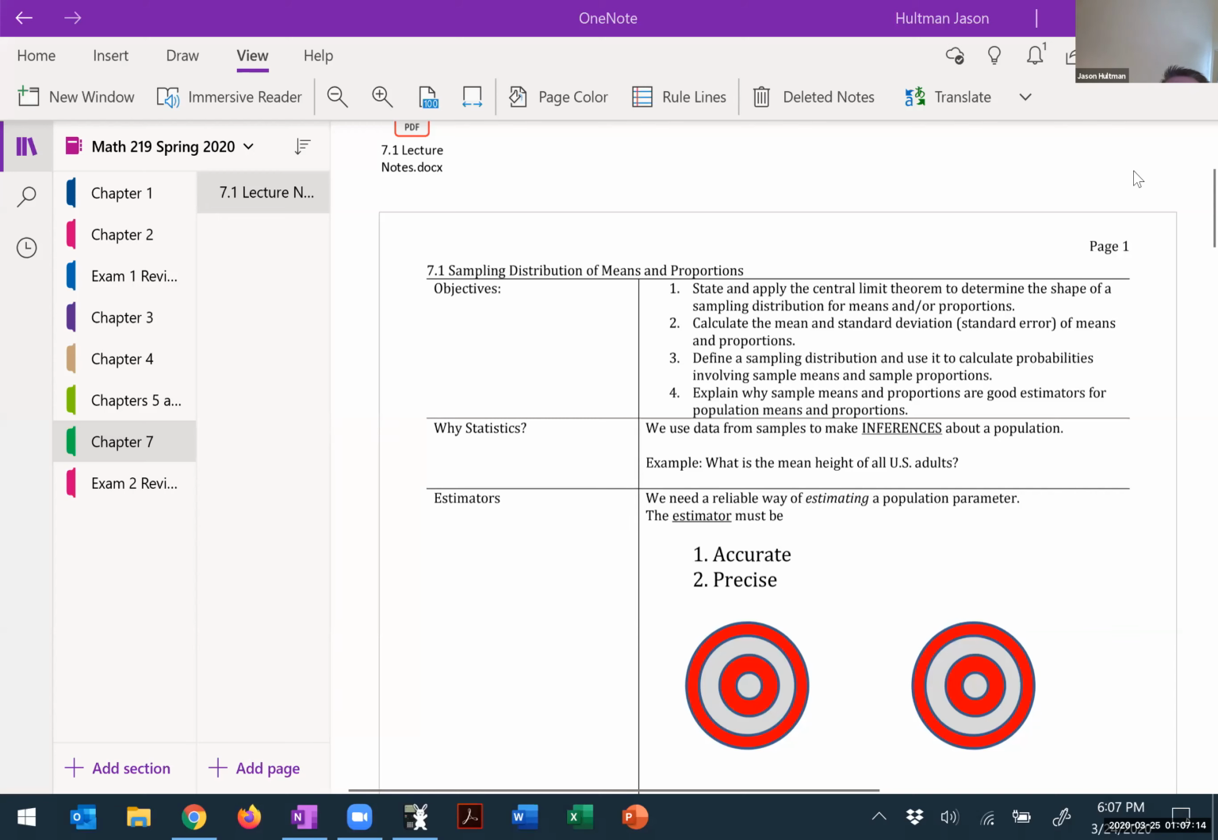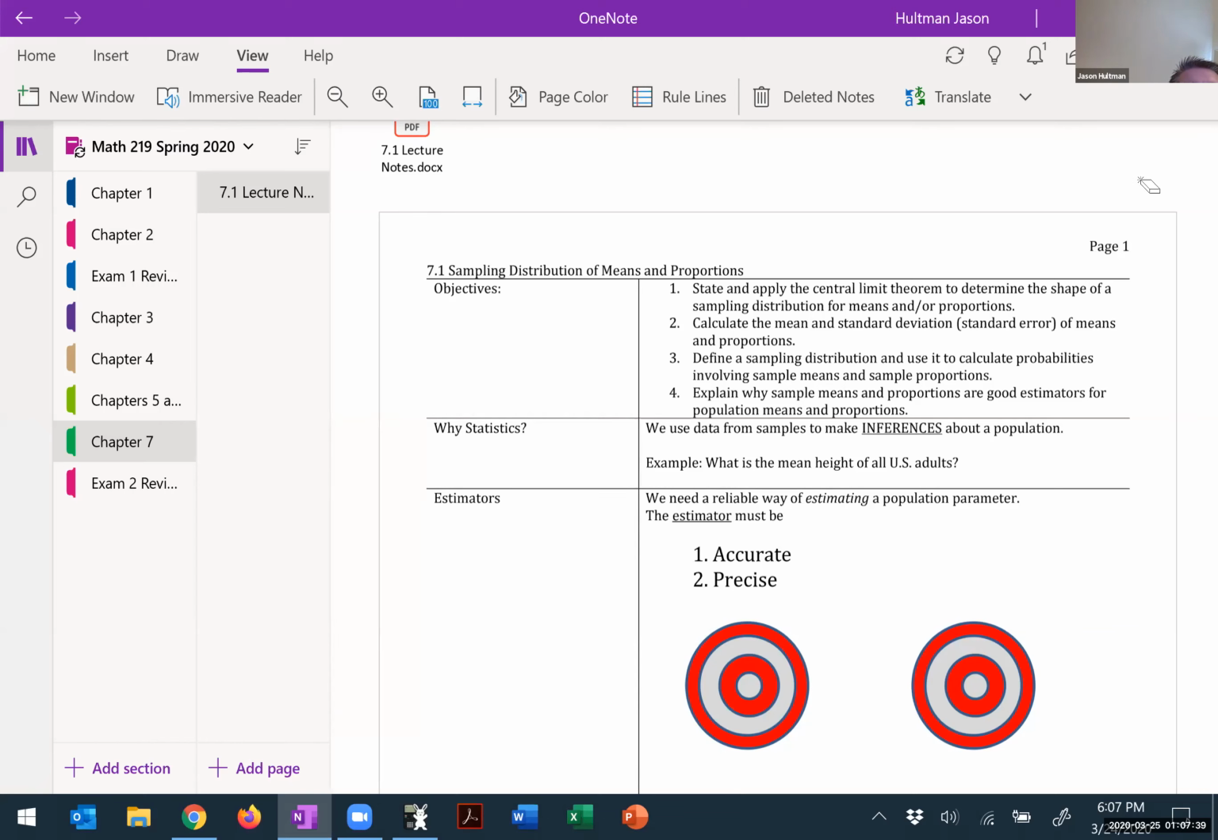Okay, 7.1, what are the objectives? The first one, state and apply the central limit theorem. So I'll discuss what the central limit theorem means and determine the shape of a sampling distribution from means and proportions. Number 2, calculate the mean and standard deviations, or what we call the standard error, for the means.